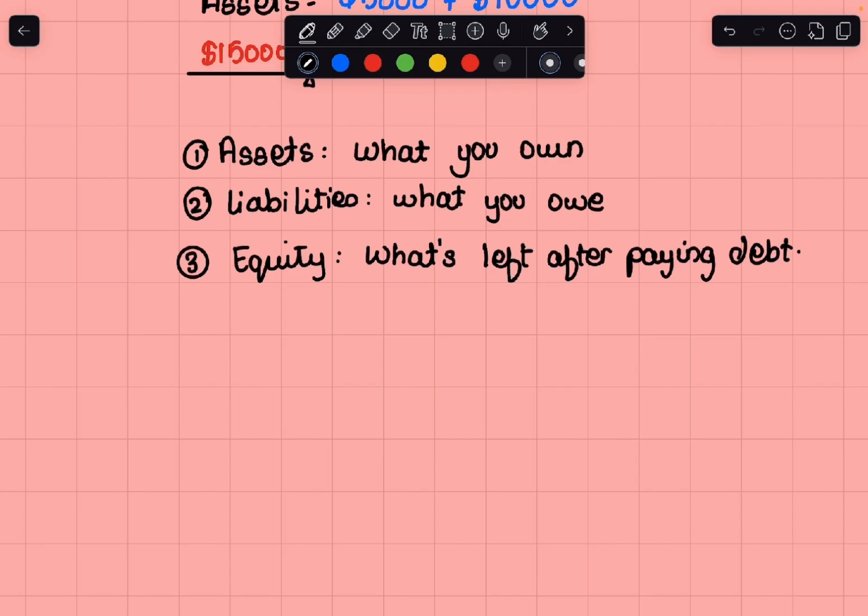So in the next video, we'll watch this formula come alive through real business transactions, so you can literally see money move and the equation react to it.